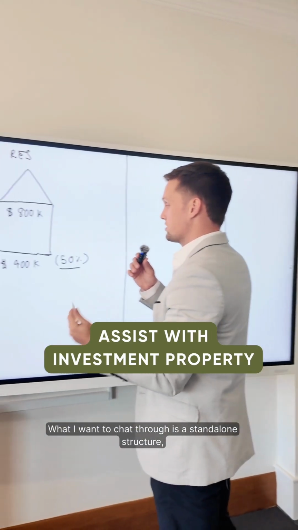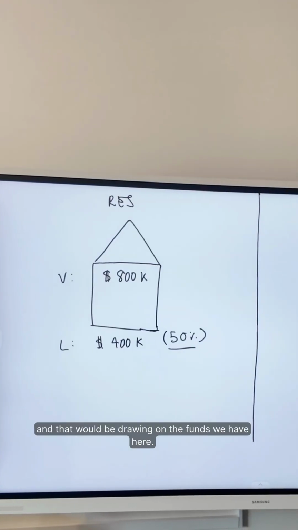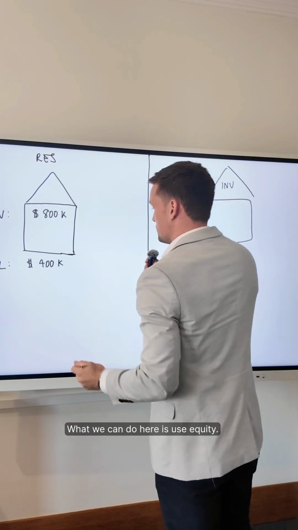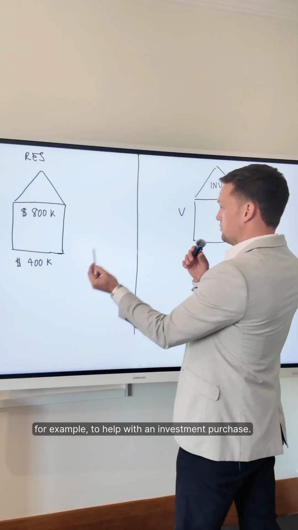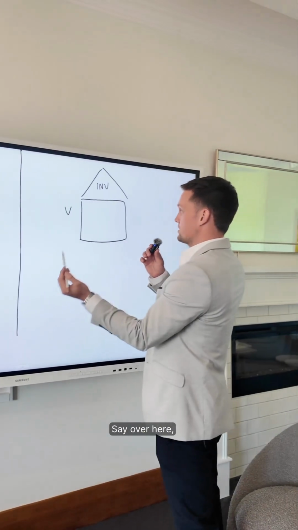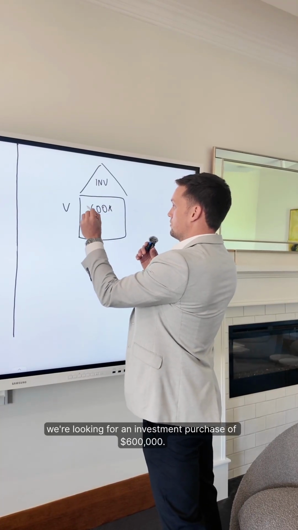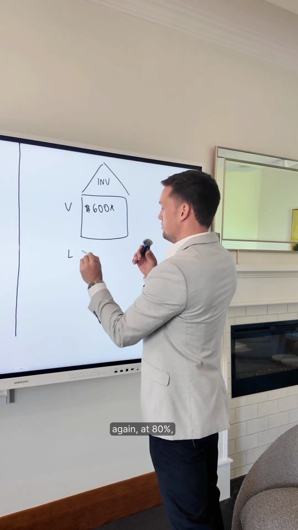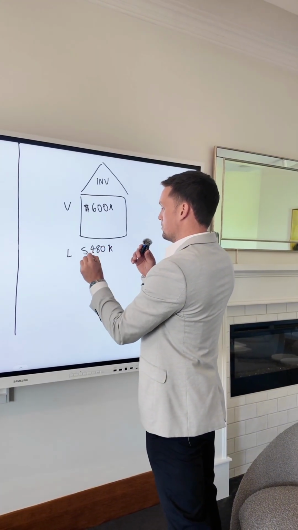And what I want to chat through is a standalone structure, which is something we do quite a bit, and that would be drawing on the funds we have. What we can do here is use that available equity I spoke about, for example, to help with an investment purchase. So say over here, we're looking for an investment purchase of 600,000. We would traditionally lend here, again, at 80%, being 480,000.